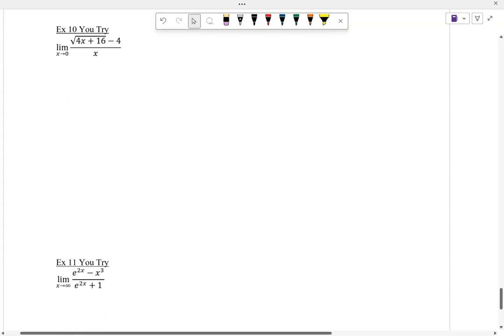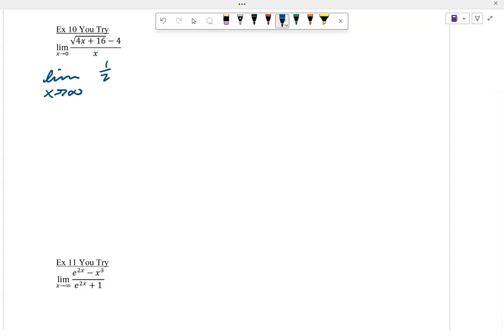All right, a couple more here. If I throw 0 in here, I got square root of 16, which is 4 minus 4. I got 0 over 0. So again, L'Hopital's rule will apply here. This is 4x plus 16 to the 1/2. So I got 1/2 4x plus 16. Now it's to the negative a half minus 0. Whoops, chain rule on that. Times 4. And then minus the 0 all over 1.